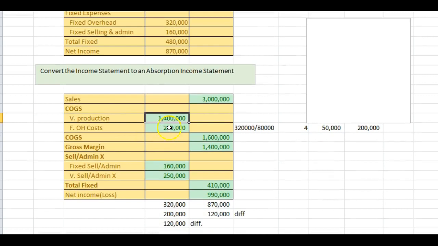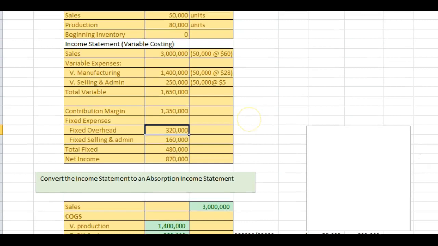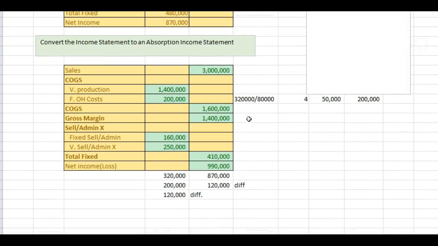My factory overhead is a little bit different though. So my fixed factory overhead up here is 320,000. Well, we made 80,000. So the per unit cost for the fixed is $4. And that's going to be times 50,000 that we sold. So that fixed cost is 200,000 instead of 300,000 from up here. That gives me a cost of goods sold of 1.6 million and a gross margin of 1.4.